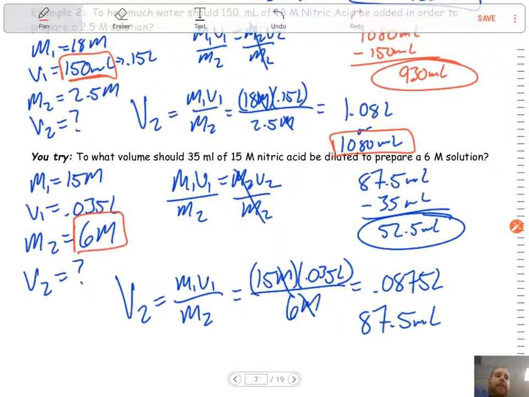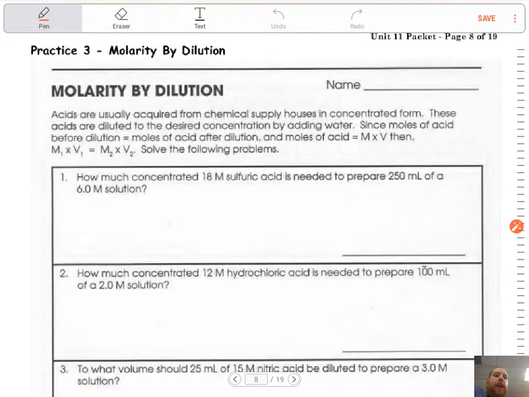All right? So those are the two types of problems. Go ahead and work on practice number 3. If you have questions, ask.